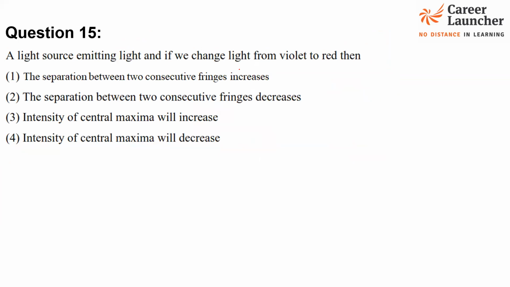A question from wave optics. If a light source is emitting light and we change it from violet to red, so we know that lambda v is less than lambda r. So if I write beta, which is lambda D by d, the fringe width, so beta v will be less than beta r. So the separation between two consecutive fringes will actually increase without any change in the intensity. There is no change in the intensity, and the separation between consecutive fringes is going to increase. So the answer is option 1.